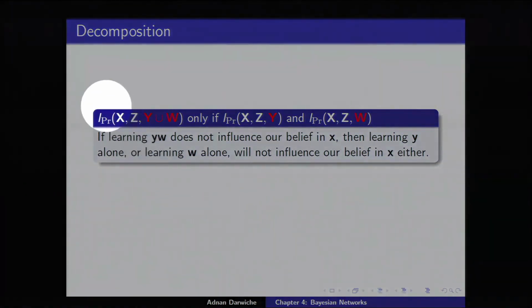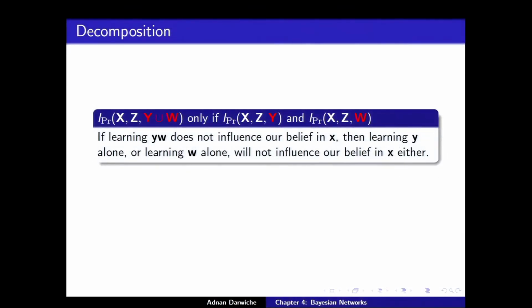Here's how the axiom looks. It says this implies this and that. Now, what is it really saying? It's saying if these two sets of variables, y and w, are irrelevant to x, then each one of them alone is irrelevant. Another way of doing this: if learning this information does not influence our belief in x, then learning y alone or learning w alone will not influence our belief. Yet another way of stating this: if some information is irrelevant, then every part of it is irrelevant.